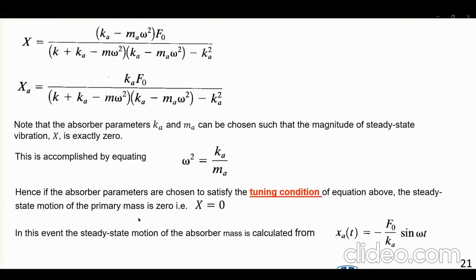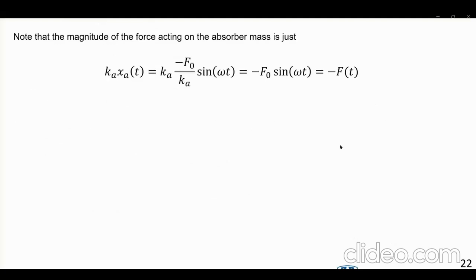Now, incidentally, I told you that if this is the case, this term, big X, becomes zero, and big XA simply becomes F naught over Ka with a minus sign. So the actual motion of that absorber becomes this. It's the amplitude, big XA, which is this, times the sine omega t. Now, the other thing to notice is that if you take that displacement of the absorber and multiply it by the stiffness of the absorbing spring, you're going to see that this is equal to minus F naught.